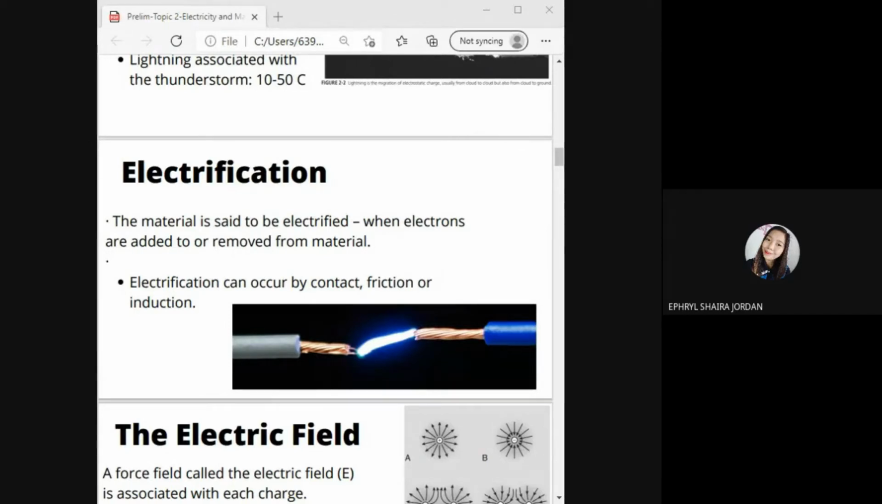Meanwhile, rubbing a balloon over your hair to make it stick to the wall is an example of electrification by friction, so by rubbing. The loosely bound electrons of hair are mechanically transferred so that the balloon becomes electrified. Lastly, induction refers to the transfer of mass or energy between objects without actual contact between the objects.